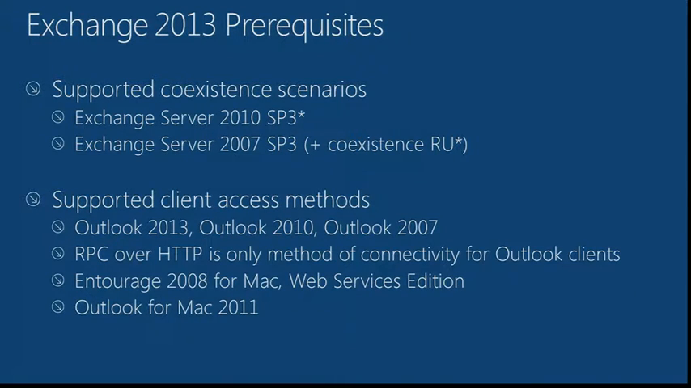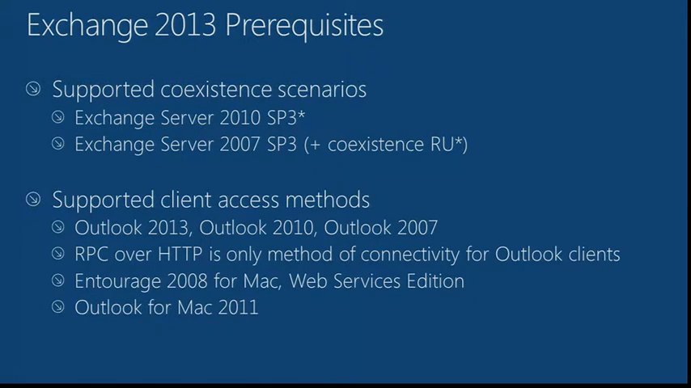Now, supported clients, well, obviously Outlook is going to be a supported client, but not every version. Typically we go N-2, so the current brand new version will be Outlook 2013, so N-2 would be 2010 and 2007. No Outlook 2003 support.